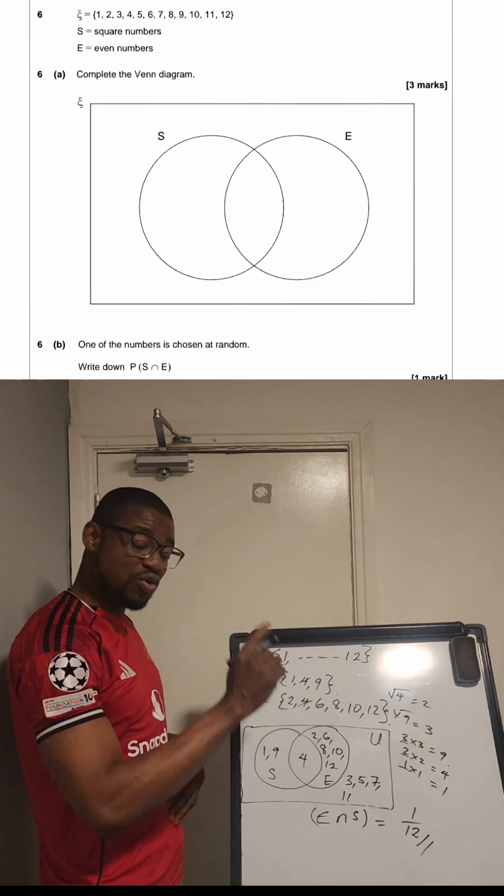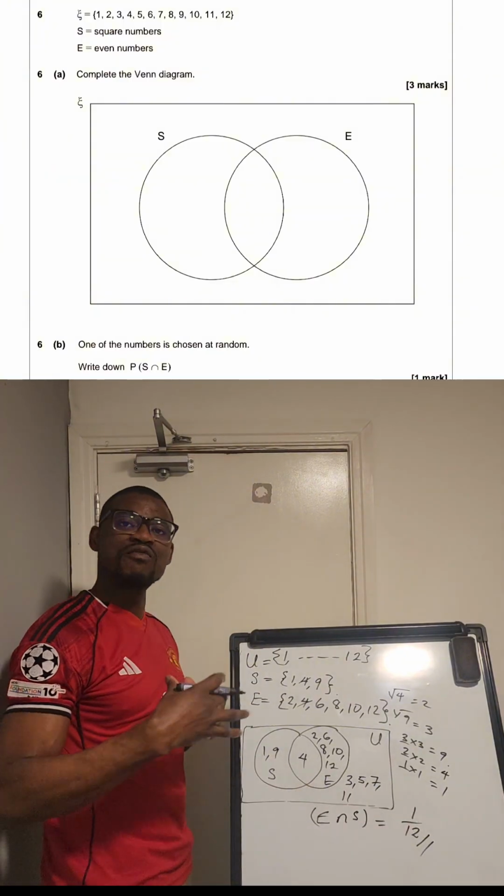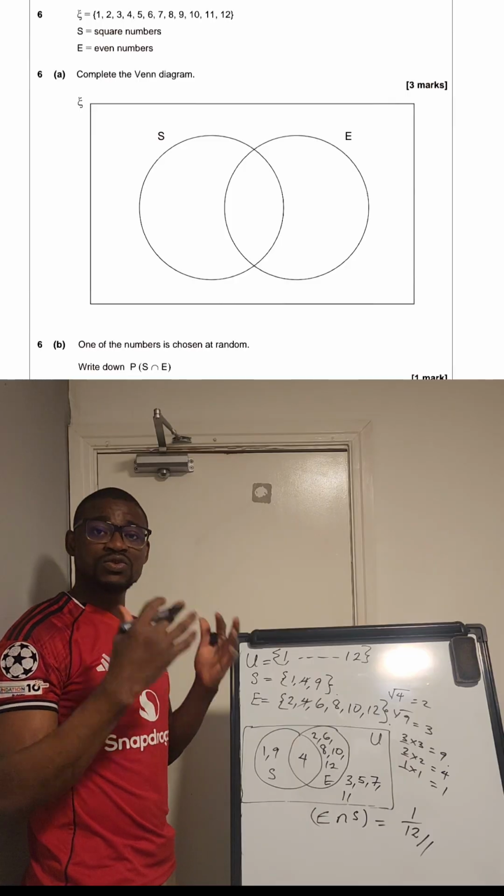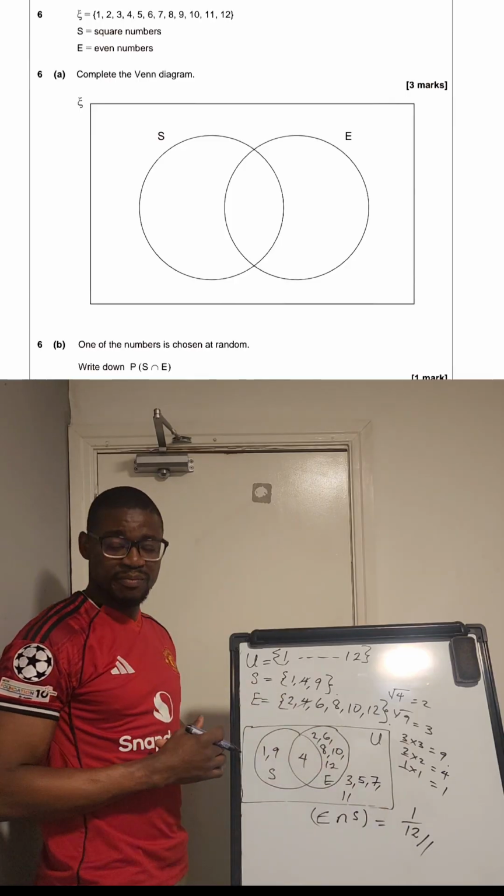You can see it occurred only one number. You write that 1 over the number of outcomes. So possible outcome divided by total outcome. That's how you find probability.